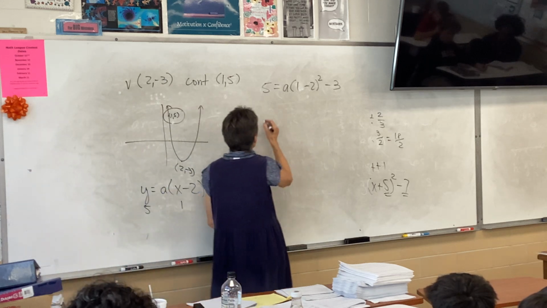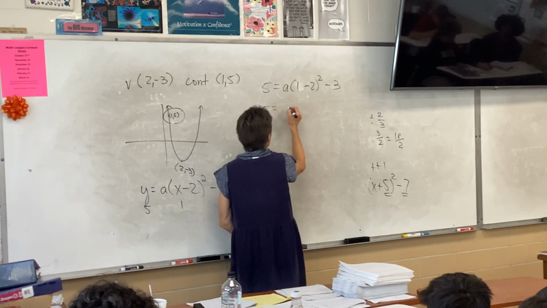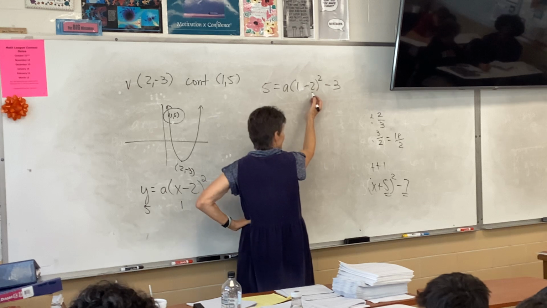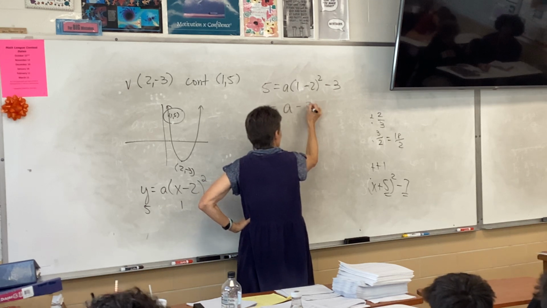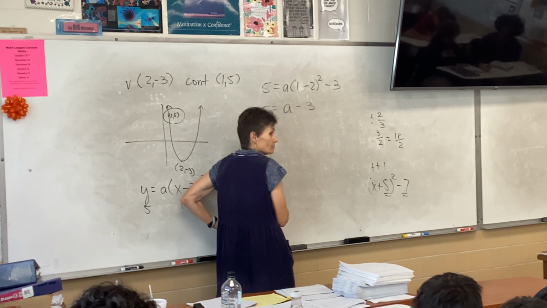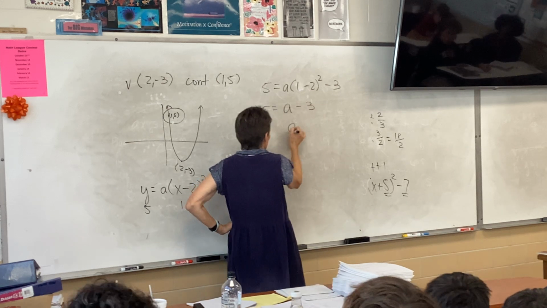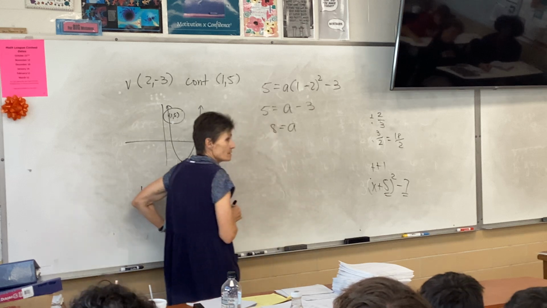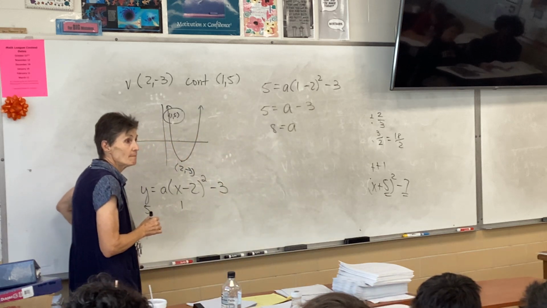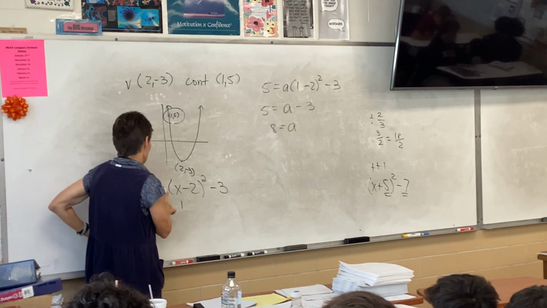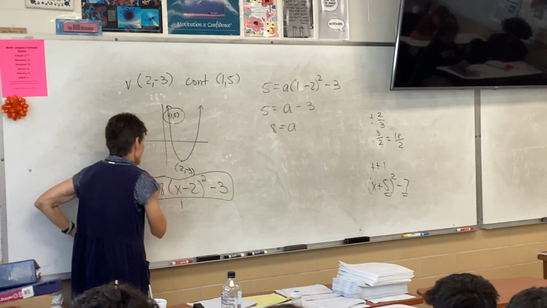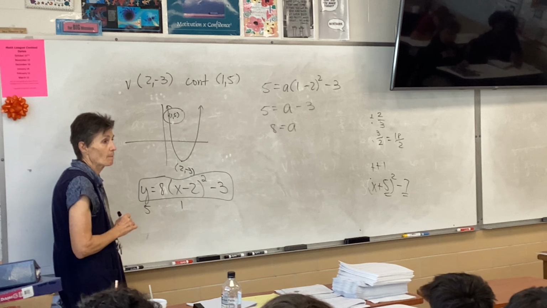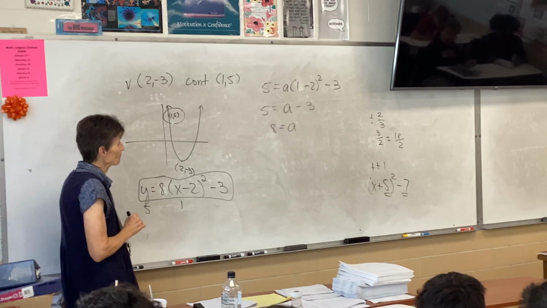Alright, so here we go. 5 equals, what's 1 minus 2? Negative 1. Squared, 1. So this is just A minus 3. So it looks like my missing number is 8. And there's where the 1 goes. The 1 was with the x.